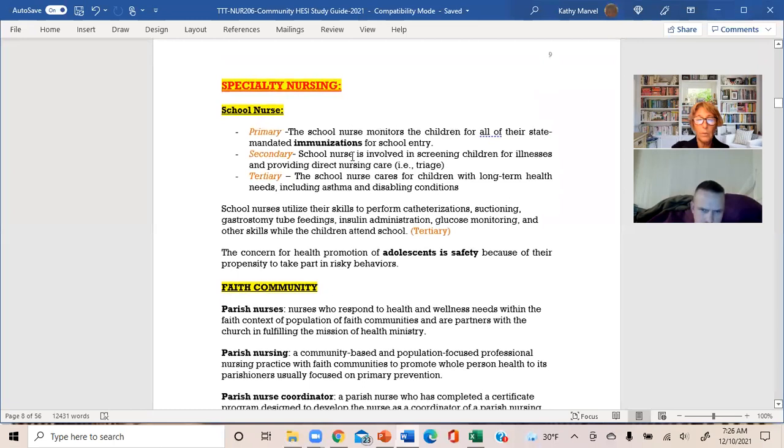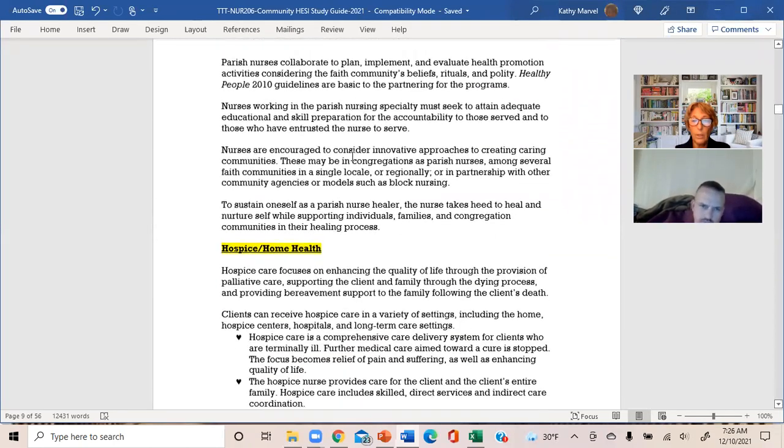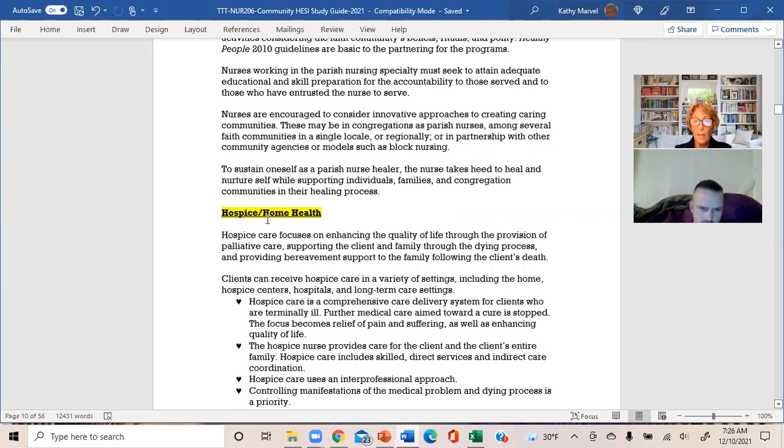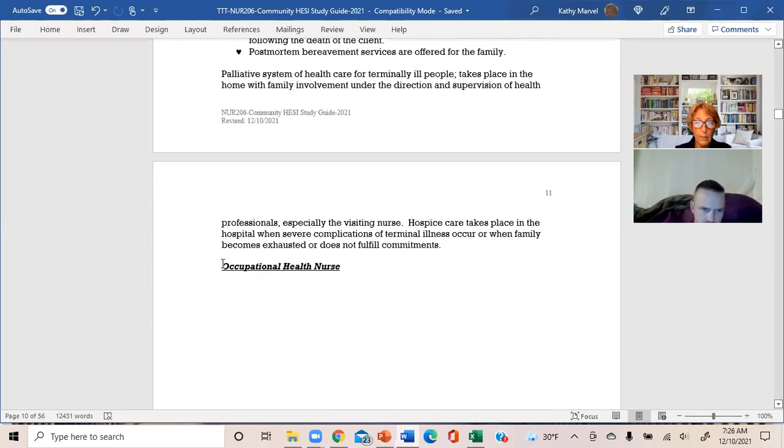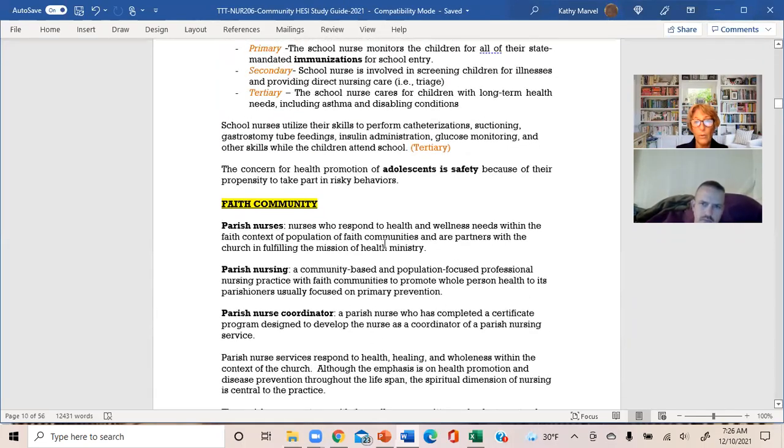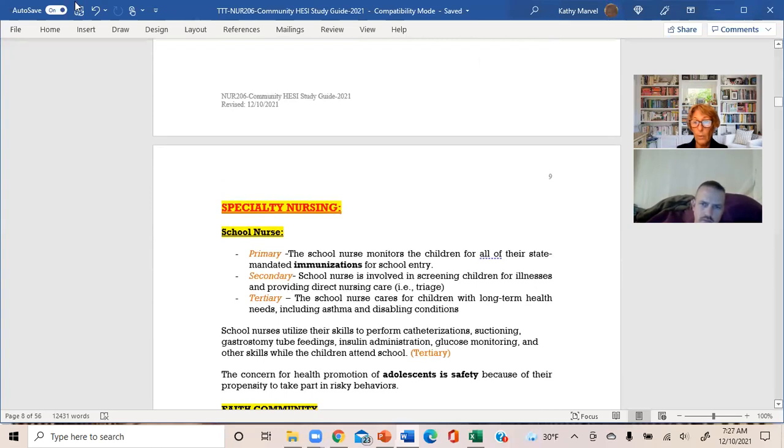Okay. The next section, number 2, is specialty nursing. What have we covered over the term as far as different types of specialty nursing within community? We have covered school nursing, faith community nursing, and hospice and home health. And I added one the other day, yesterday or Wednesday, which was occupational nursing. That comes up at a later time in the study guide, but I just wanted to add that we cover it. So we covered all these kinds of nursing, right? Does everybody have a recollection of that?